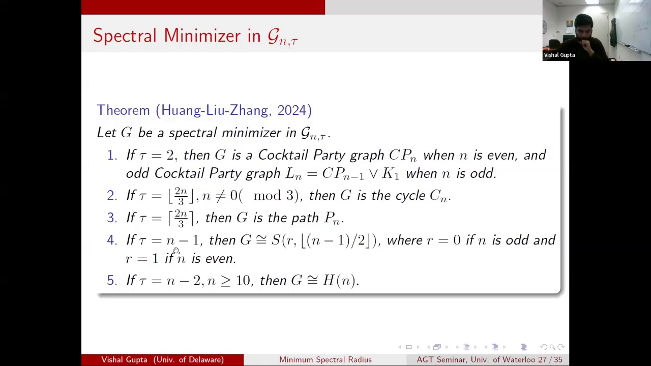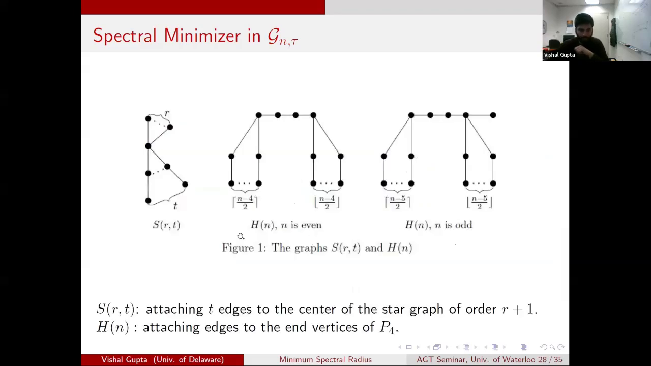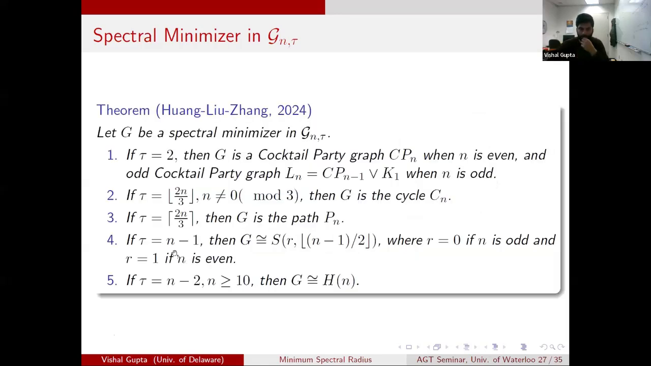And when dissociation number is n-1, they showed that the following graph is the spectral minimizer, where I have defined this graph on the next slide. So it's the first graph here on the left. It is denoted by S_{r,t}, and we obtain this graph by attaching t edges to the center of the star graph of order r+1. So they showed that when dissociation number is n-1, by adding (n-1)/2 edges to the star S_r, the graph we get is the spectral minimizer.